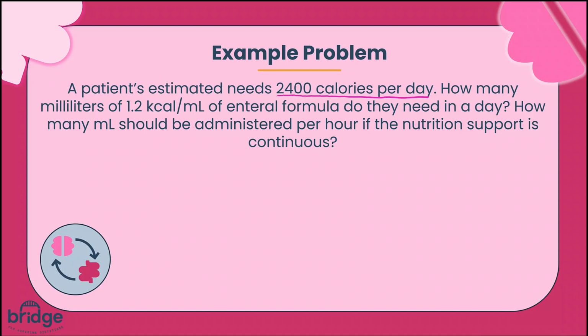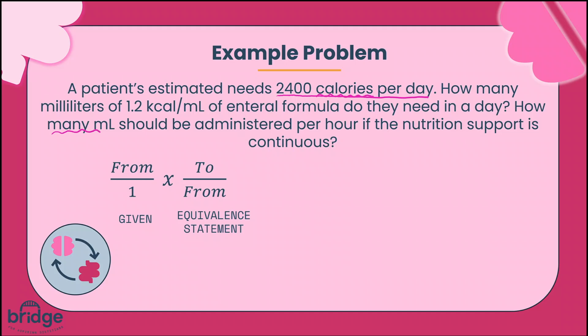And let's try to walk through it step by step. This is a dimensional analysis problem that wants you to convert from calories into milliliters of formula. The given in this problem is 2,400 calories per day, and we need to convert into milliliters. So we need to know the equivalent statement between calories and milliliters, and that's given to us right here. It's an equivalent statement that's already written as a fraction. But actually, there's two equivalent statements that we need here because the problem also says how many milliliters should be administered per hour. So we need to know the number of hours in a day. Let's just get them both down.